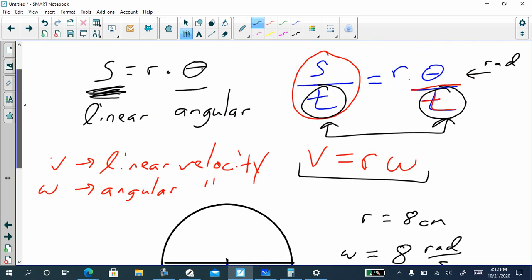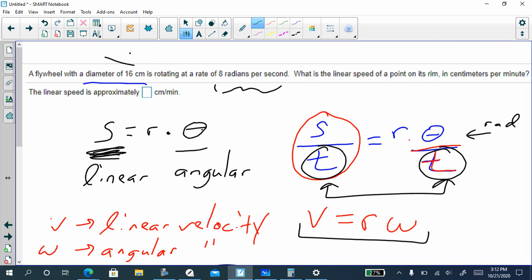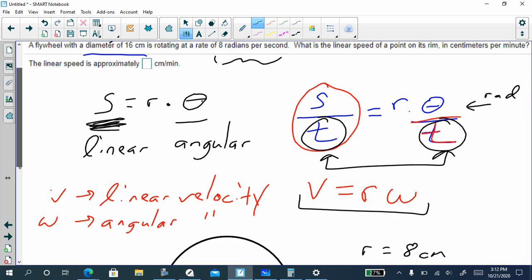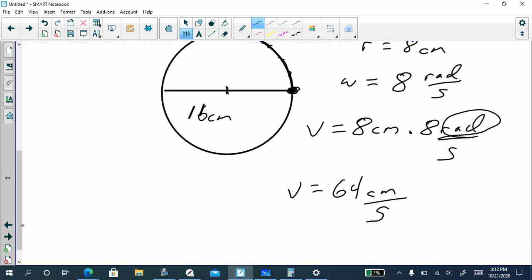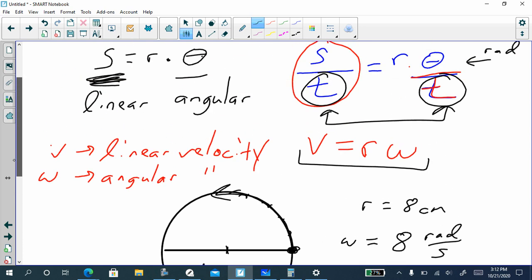So if our wheel is that size and that's how fast it's turning, then if we were a point on the edge of that and we were rotating along the edge of that flywheel, we were moving along the edge, then we would be traveling 64 centimeters every second.